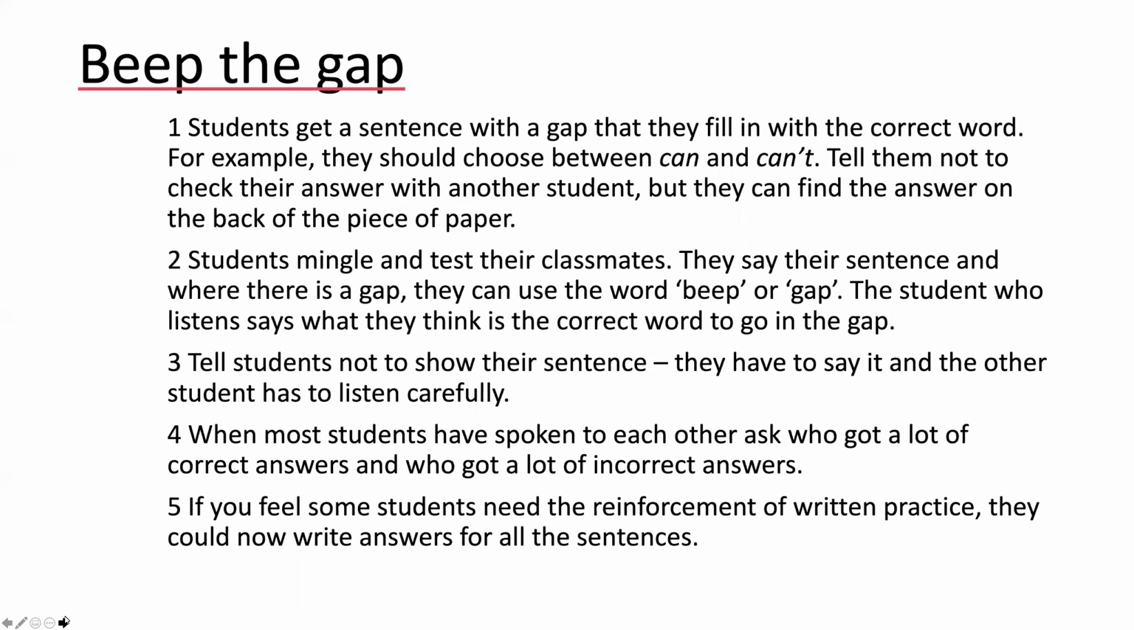And where there is a gap, rather than using the correct word, the example I'm giving here is can and can't, if you're teaching can and can't for ability at A2 level. So rather than saying the word that goes in the back, they just say beep or gap or something like that to signal that's where a word needs to go. And the person they're speaking to listens, and then they have to think what the correct answer is and say it, and then the student with the sentence can confirm, yes, that's correct, or not.